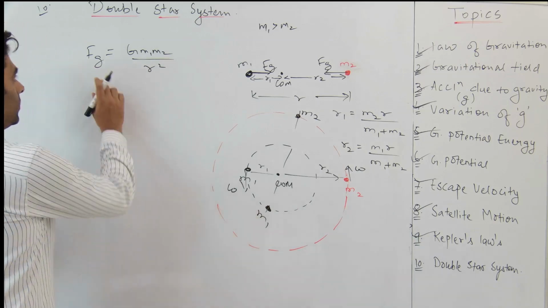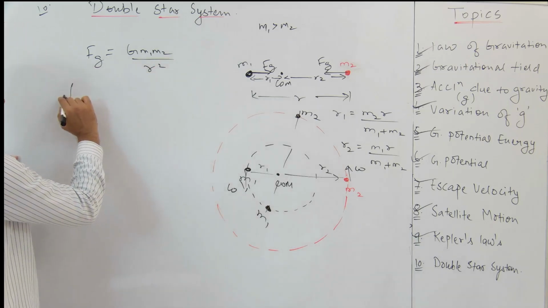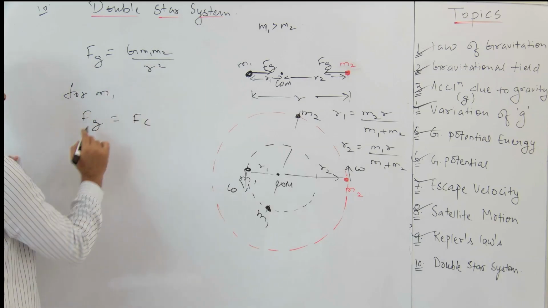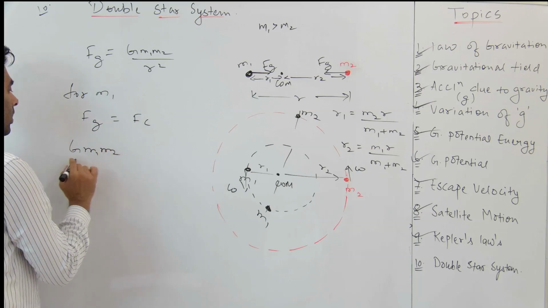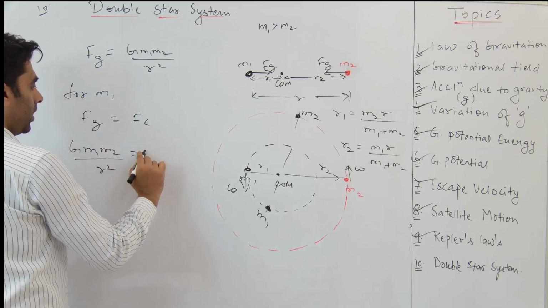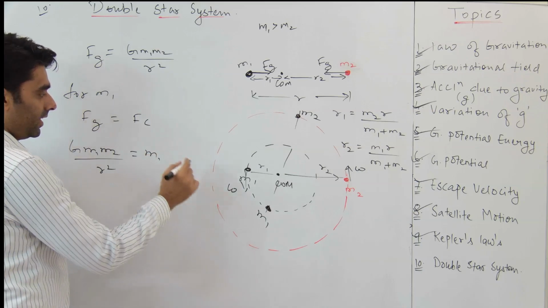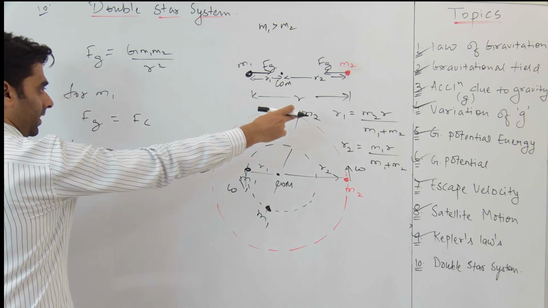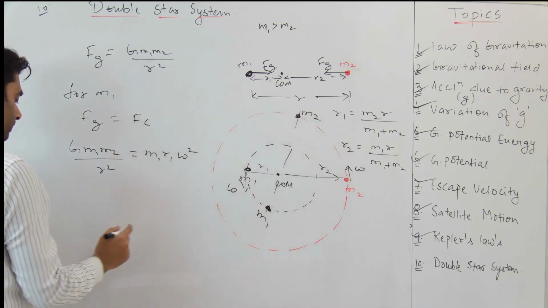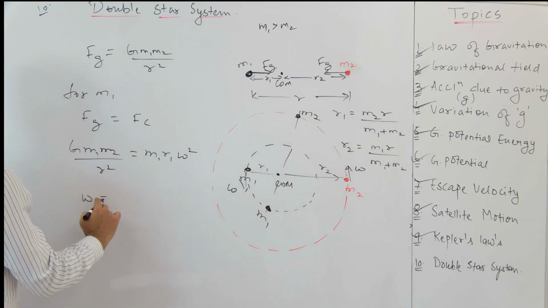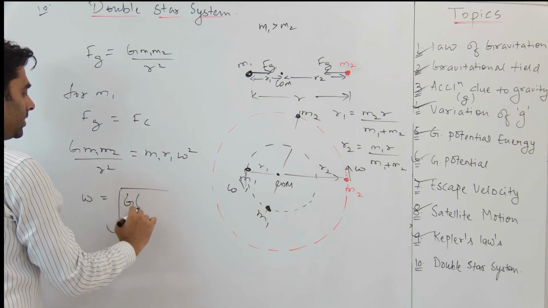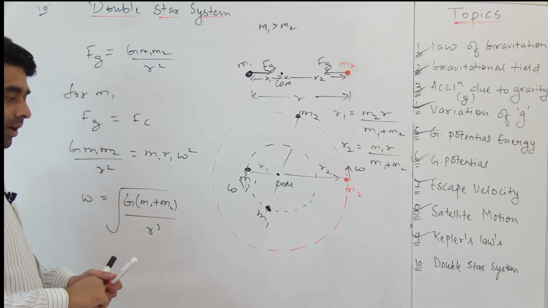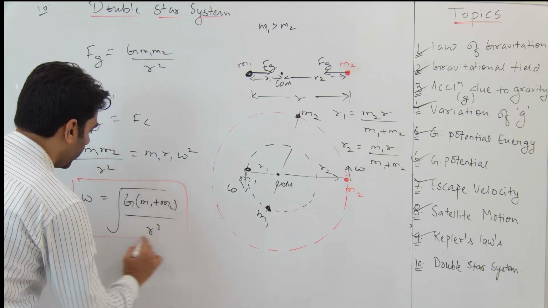So what can we write? This is the gravitational force for any one of them. For m1, the gravitational force is equal to the centripetal force. The gravitational force G m1 m2 by r square is equal to m1 into centripetal acceleration, which we can write as r1 omega square, right? When we substitute this r1 value, which we wrote over here, m2 r by m1 plus m2, our omega value will come out as root over G into m1 plus m2 by r cube, right? Root over G into m1 plus m2 by r cube. This is the angular velocity.